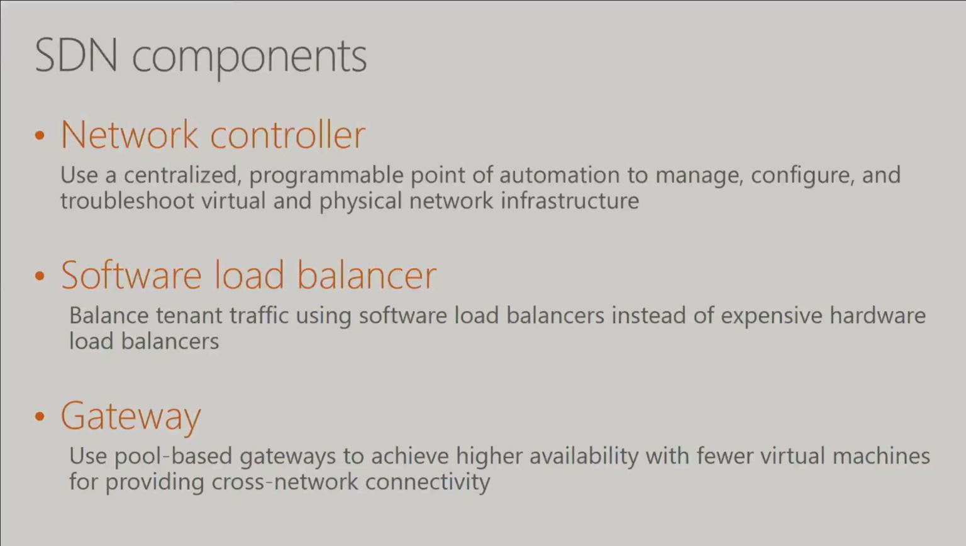So SDN has 3 main components. There are many others, but these are main. Network controller, this is a centralized control point. This is the brains of the SDN. It's also called the control plane. And then there is a software load balancer. So instead of using hardware load balancers, you can balance the tenant traffic using the SLB, or software load balancer, VMs itself. And then there are gateways. Gateways are basically to enable cross-network connectivity. So if your VM wants an outbound internet connection via NAT, you can use these.